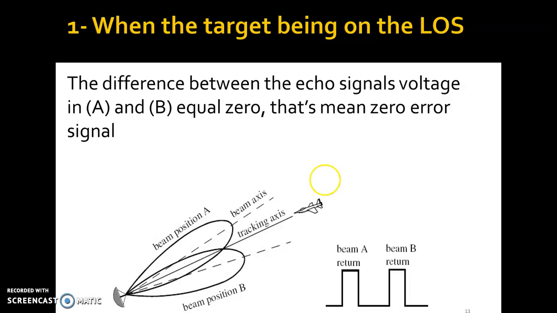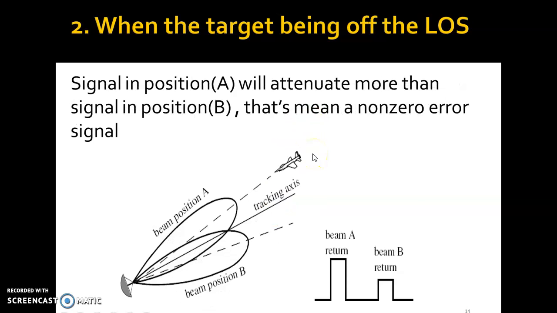When the difference between the two echo signals between beam position A and beam position B becomes 0, that means zero error signal. And when is it going to become 0? It will be 0 when it is lying exactly over the tracking axis. When the two beams lie exactly over the tracking axis, then that means it will have a zero error signal at that moment of time.